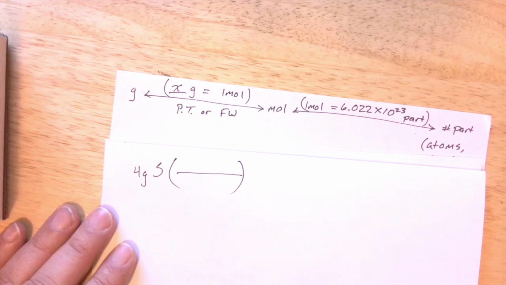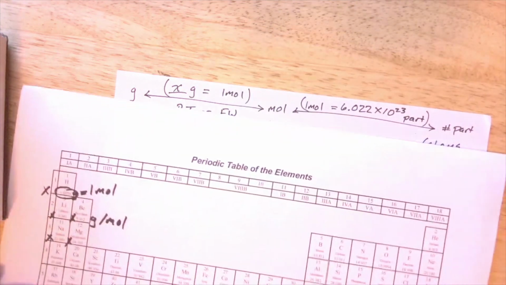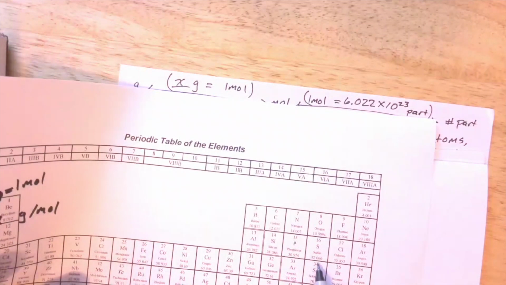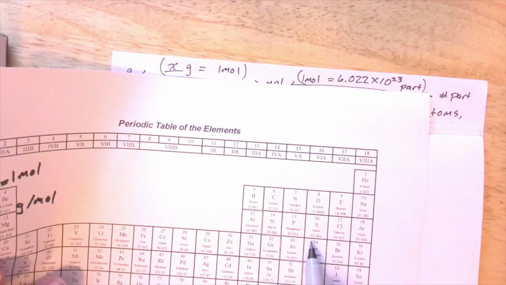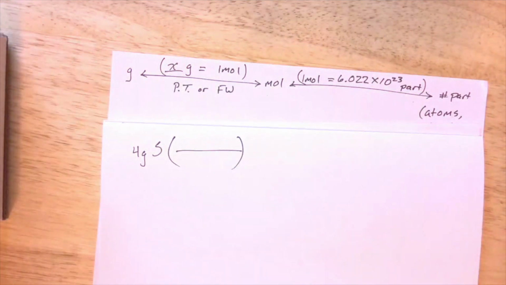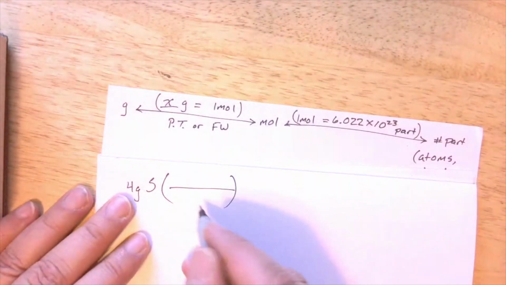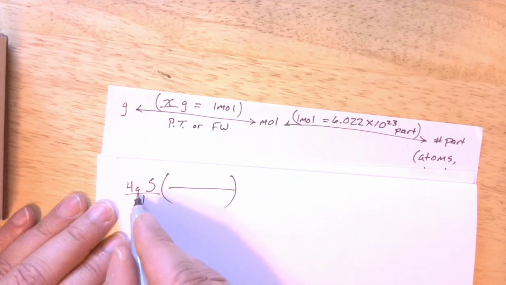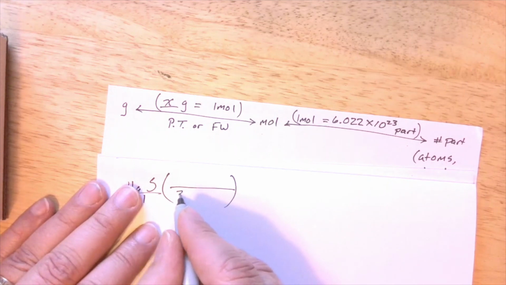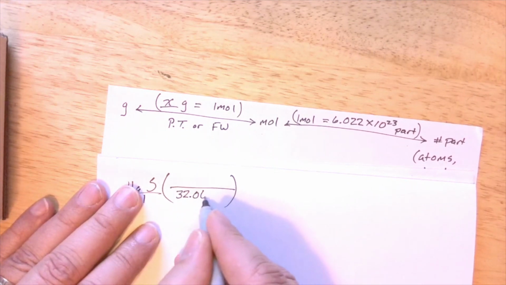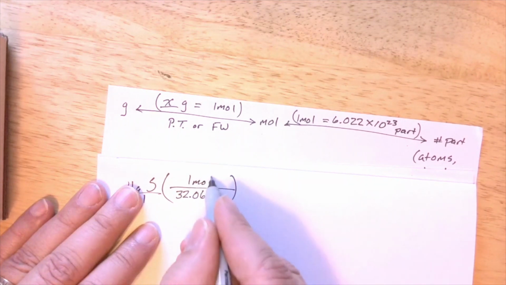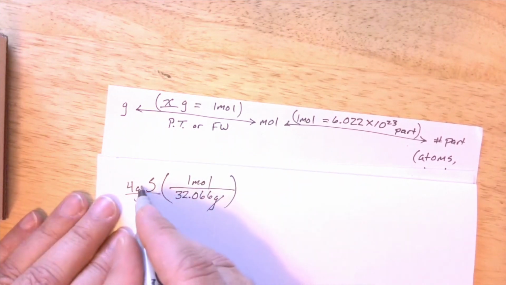So sulfur is over here. That's, if you can see that or not, that's 32.066 grams. 32.066. Alright, so this is technically over 1. Grams is on top, I need grams on the bottom. So that's 32.066 grams. And that's 1 mole on top. Grams will cancel.